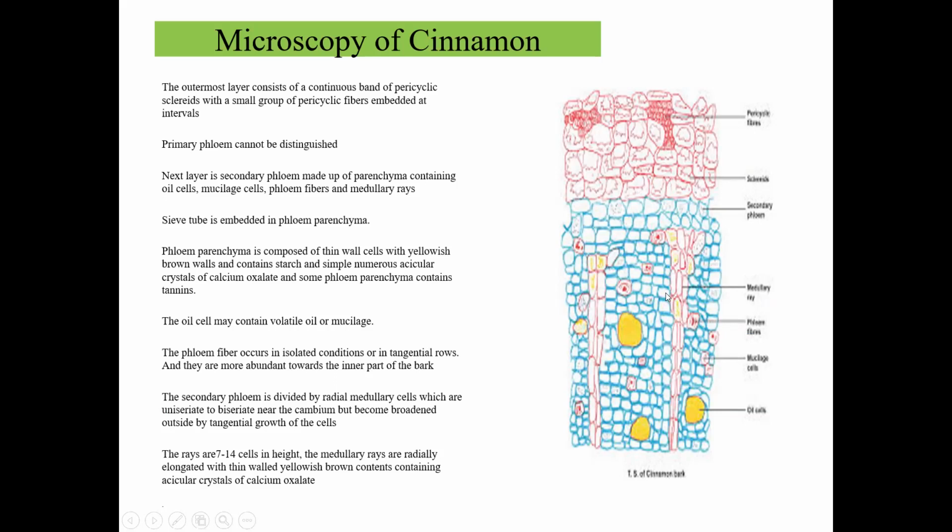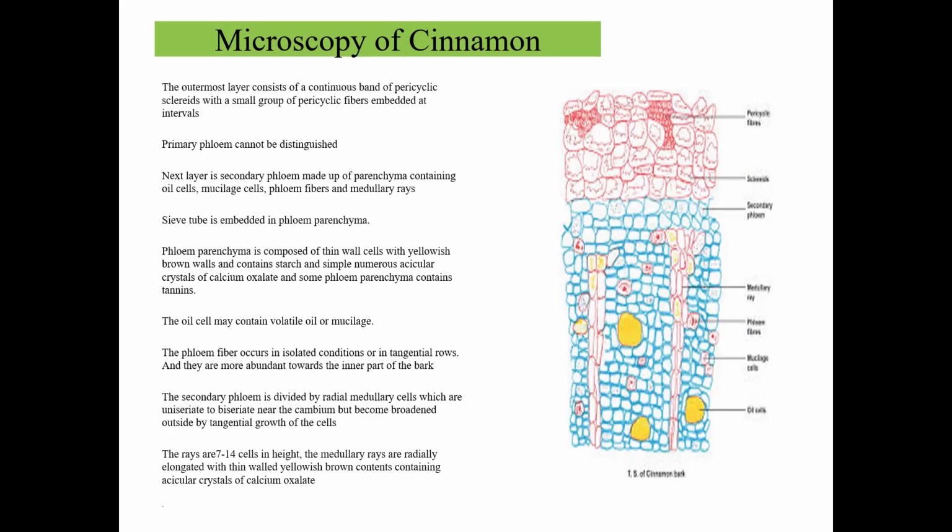The phloem parenchyma is composed of thin-walled cells with yellowish-brown walls and contains starch and simple, numerous acicular crystals of calcium oxalate, and some phloem parenchyma contains tannins. The oil cell may contain volatile oil, and the mucilage cells contain the mucilage.